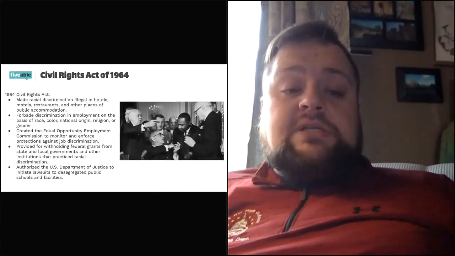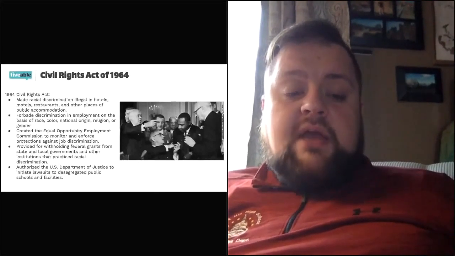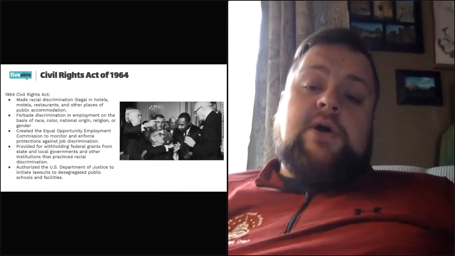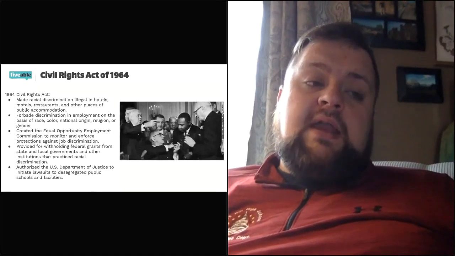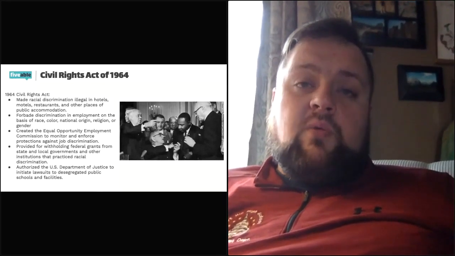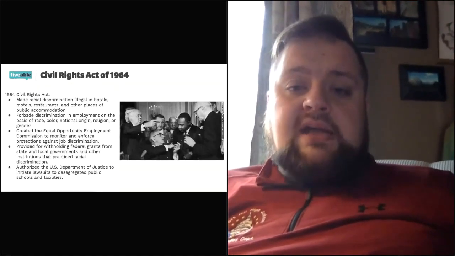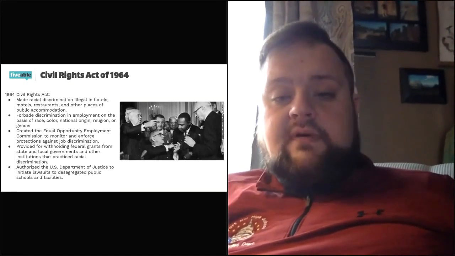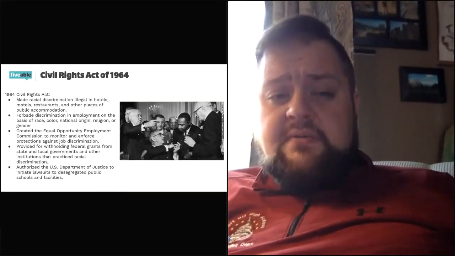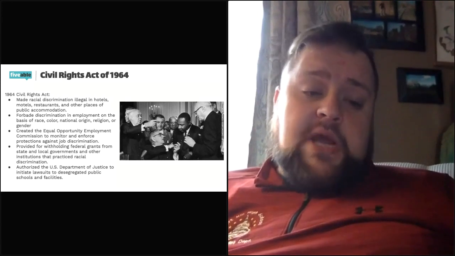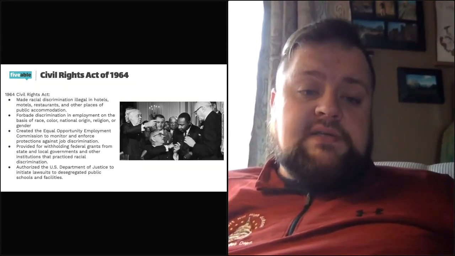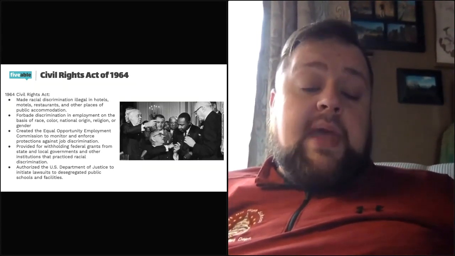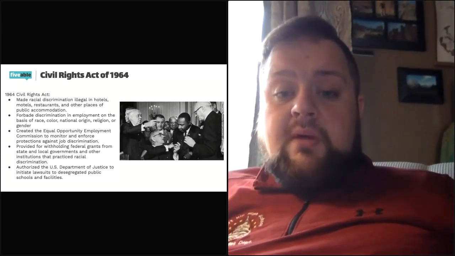It was a bill that was started by JFK, but of course JFK was assassinated, and so LBJ came to the plate, and what he said was that the way to honor JFK is by the immediate passage of the Civil Rights Act. So basically what it does is it bans racial discrimination in public places. It forbade racial discrimination in employment.